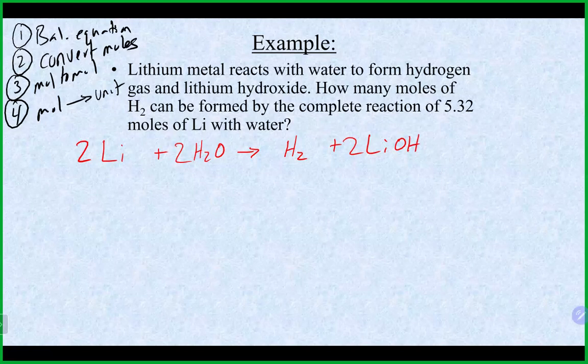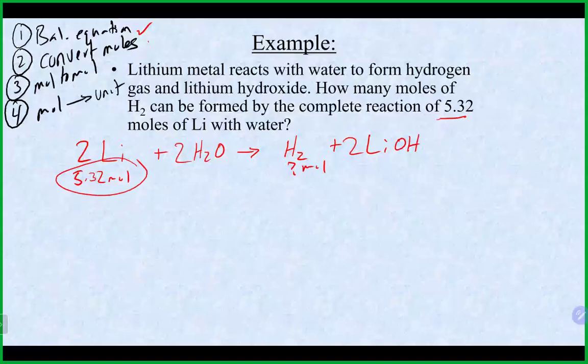Next, really the only piece of information given to us in this problem is we have 5.32 moles of lithium, and we're ultimately looking for how many moles of hydrogen in this case. So step number 1 is done. Step number 2 is again already done for you, so don't unconvert it. So I don't need to do that. That means I'm off to step number 3 already, which is I want to do my mole to mole relationship.